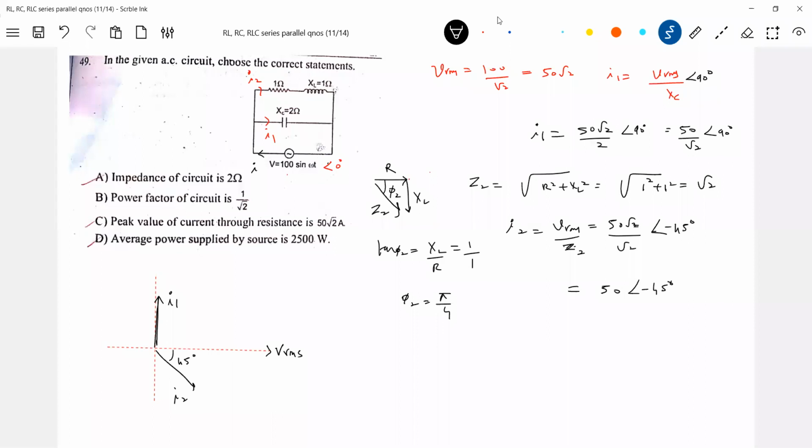First we'll calculate the total current in the circuit here. So how much will the total current be? Vector sum we have to take. So this magnitude is how much? 50 by root 2 and this is 50. Let's calculate the x component and y component. The x component of current will be I2 cos 45. This will be 50 by root 2.